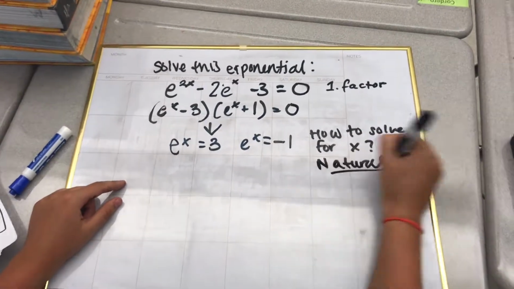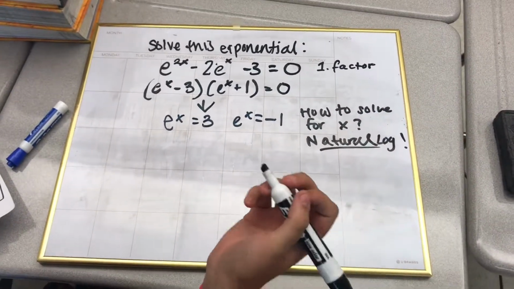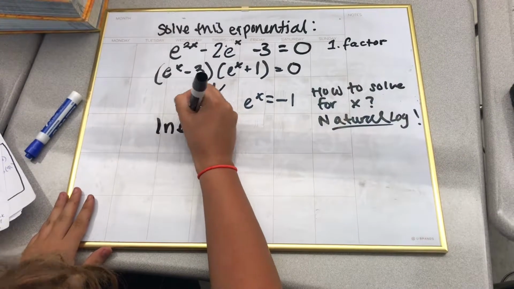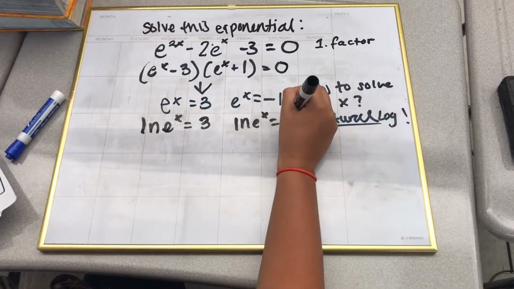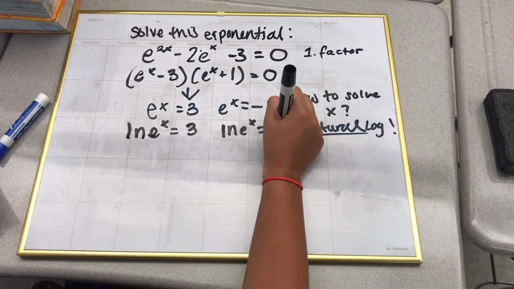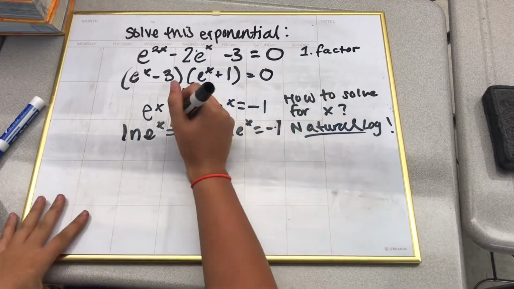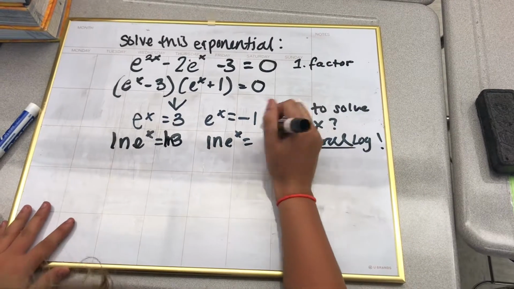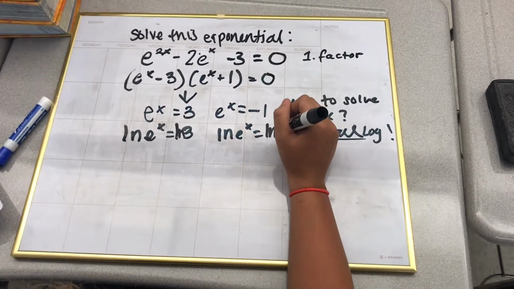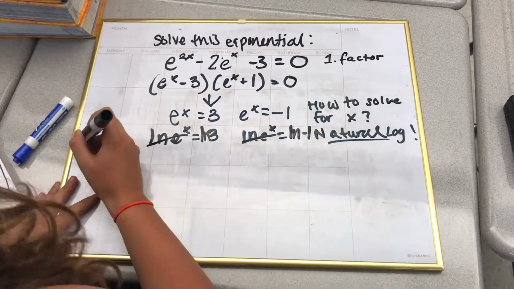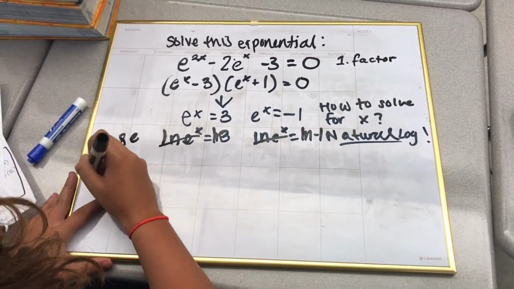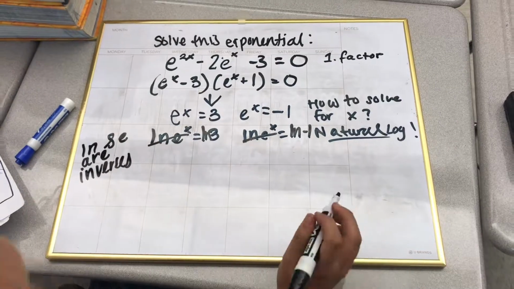Well, here you would use a natural log. So if you put ln on both sides of the equal sign, which I will add in after this step, natural log and exponentials are inverses, so those cancel out. Then once you cancel those out, you're left with x equals ln 3 and x equals ln negative 1.